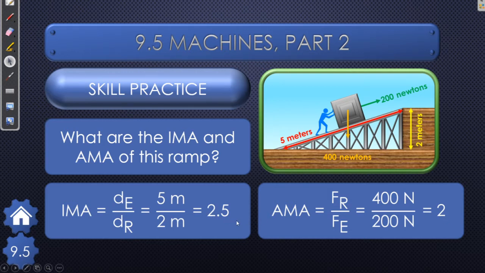2 is less than 2.5, which is exactly what we would expect. We expect that the actual mechanical advantage is going to be less than the ideal mechanical advantage. And the reason is because there's friction between the box and the ramp that steals away some of the mechanical advantage. So it is still easier to push the box up the ramp than it is to lift it straight up, but it's only 2 times easier instead of 2.5 times easier.